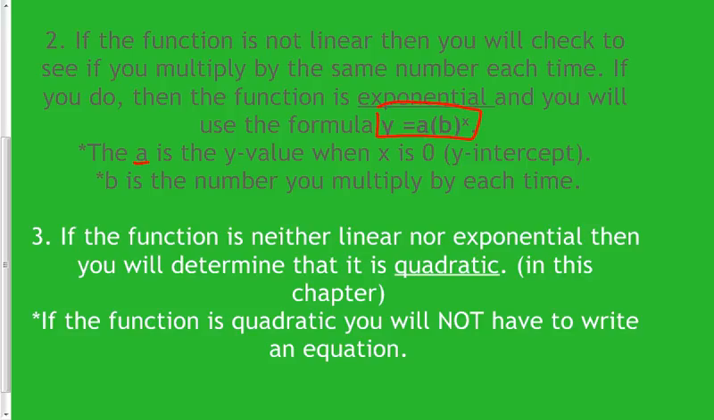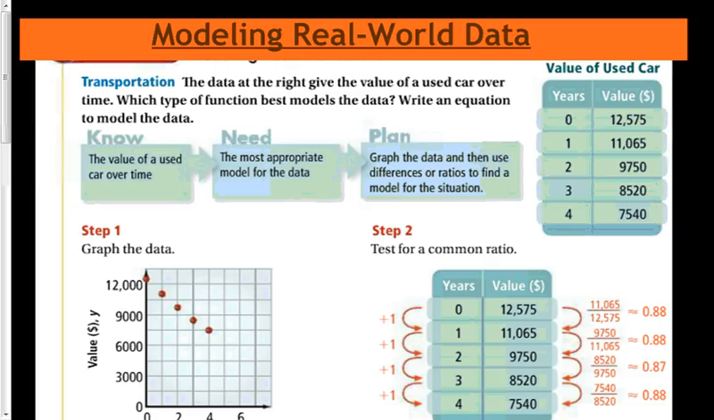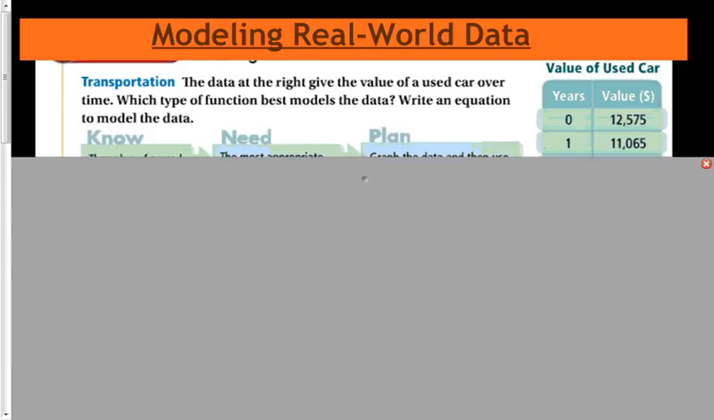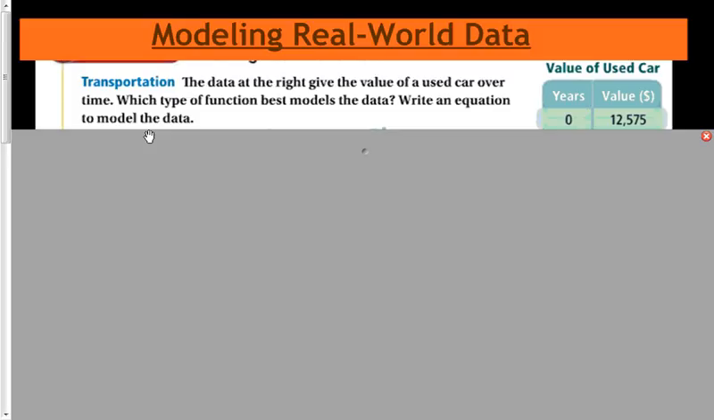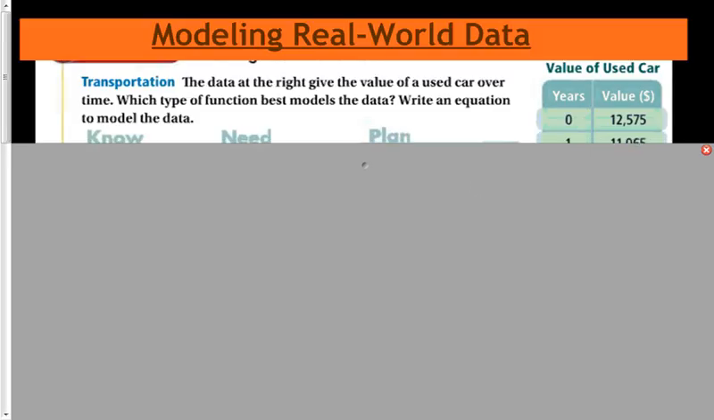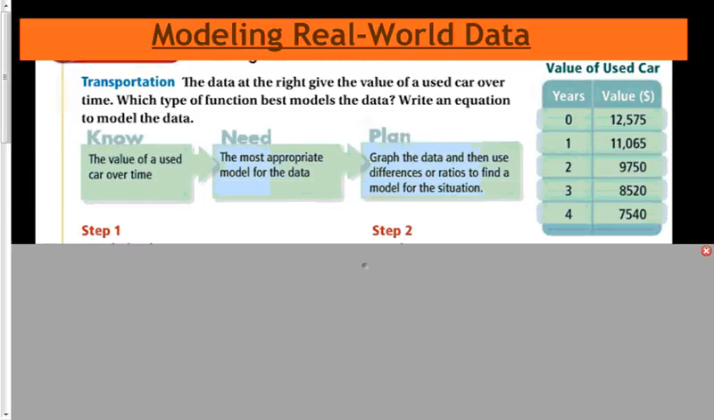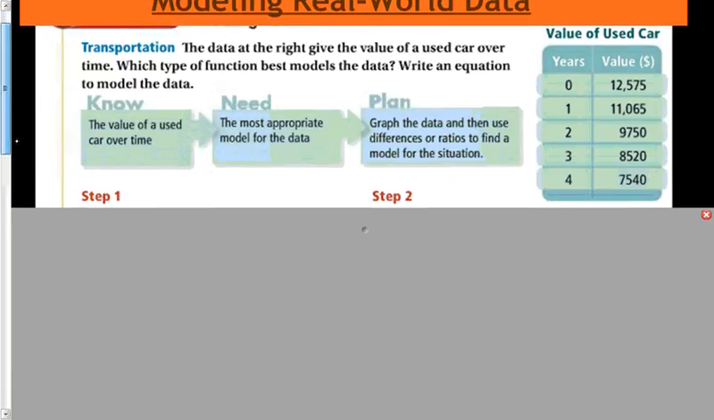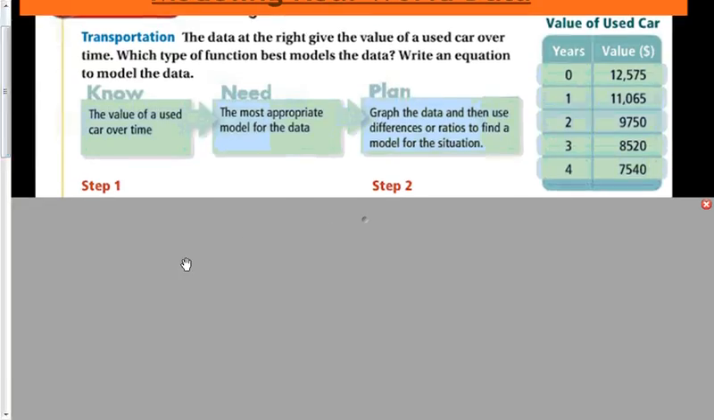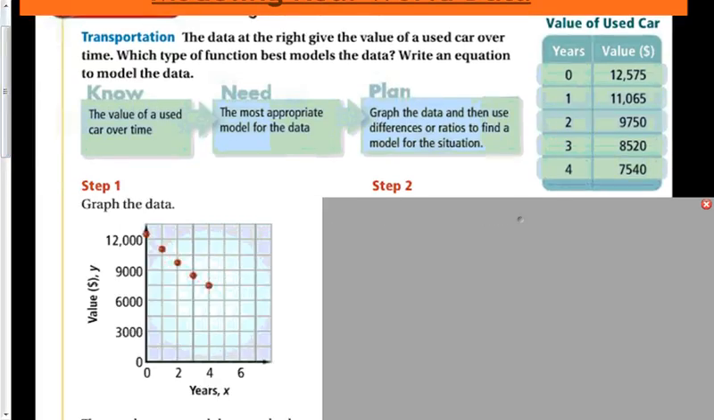So just note that. But let's take a look at a real world example and see if we can determine what it is. And this is going to be our last 2 problems here. So, transportation. The data at the right gives the values of a used car over time. Which type of function best models the data? Write an equation to model the data. Now, it might not be perfect because cars change, depends on weather and stuff. But let's look at the differences. So we want to first see if there are any common differences. Or you can graph it.